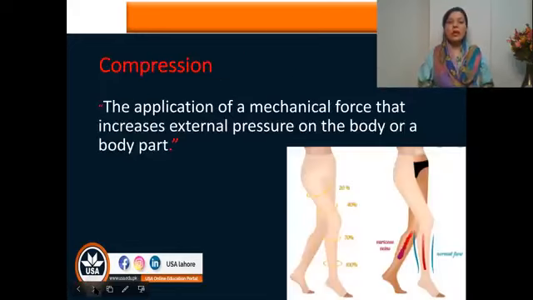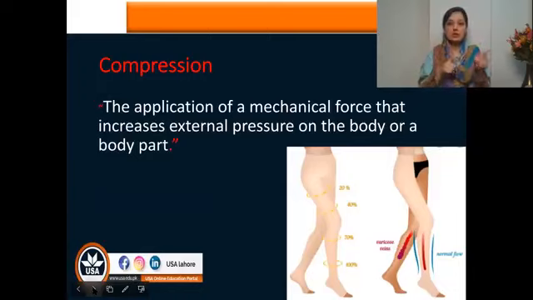Compression therapy. Let me tell you what compression is. Basically, the application of a mechanical force that increases the external pressure on a part of the body is said to be compression. Meaning a mechanical force that exerts external pressure on a certain area of the body and increases the hydrostatic pressure of the tissues, meaning the interstitial spaces. And what is the significance of applying this compression, and why do we want to enhance the hydrostatic pressure of the interstitial spaces?